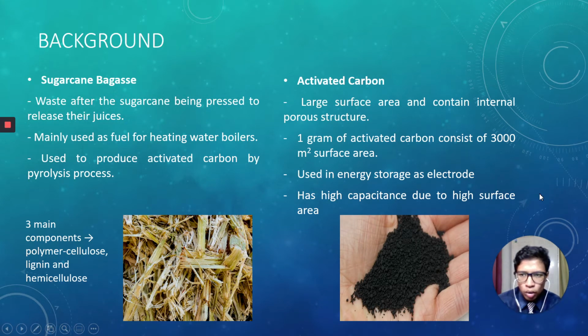Okay, first we talk about sugarcane bagasse. Sugarcane bagasse is a waste after the sugarcane is pressed to release the juice, and usually it is used as a fuel for heating water boilers. But for my project, I will use it to produce activated carbon by using the pyrolysis process. As you can see, this is the sugarcane bagasse. It consists of three main components, which are the polymers cellulose, lignin, and hemicellulose.